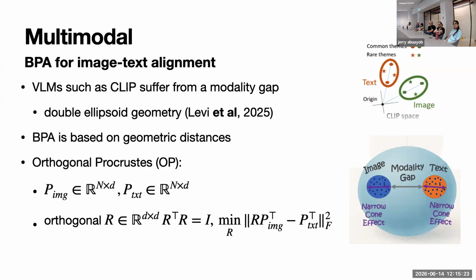Okay, and we need to align those representatives together. So, for example, the first feature from the image should be aligned to the first feature of the text, depending on the pairing. And so we use this in order to solve the modality gap, okay? Before using BPA or after?